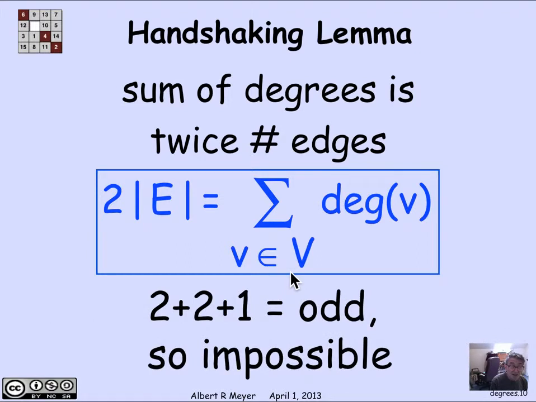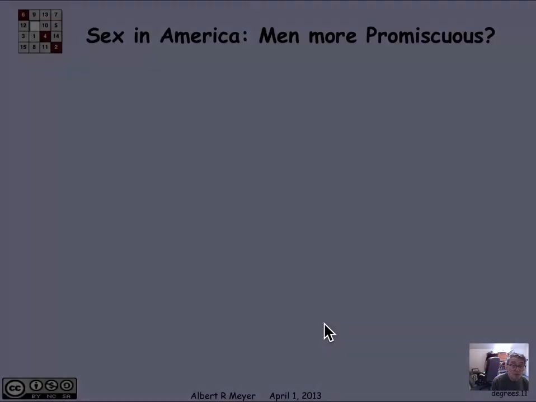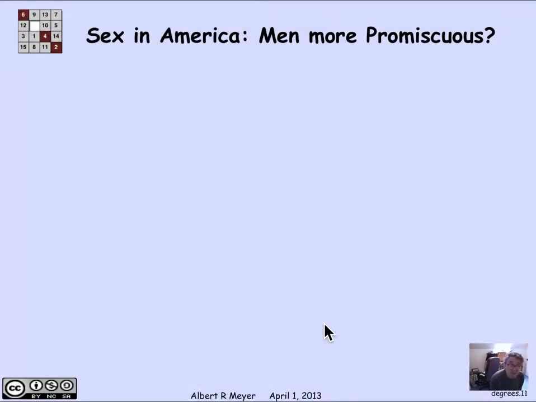And by the way, of course, since 2 plus 2 plus 1 is odd, we could have, without that ad hoc analysis, figured out that the sum of the degrees can't be odd because it's twice something. All right, so here's the application that's designed to get your attention.